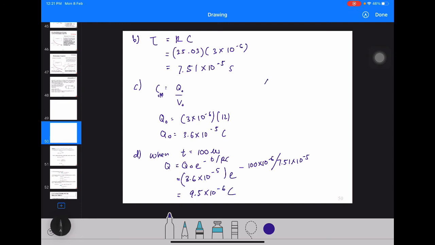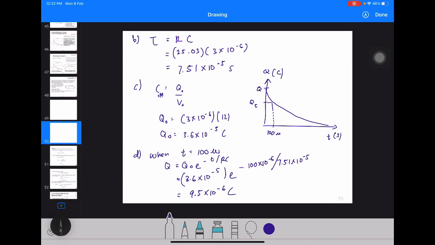Which is lower than the Q0. What does it mean? You can imagine that I have a graph like this. Here is my Q0, which is at the value of 3.6 times 10 negative 5. So over a certain period of time, maybe right over here, I'm not sure, I have Q when t is equal to 100 microsecond. So the Q should be much lower. Okay, this is how it looks. So everything should make sense.